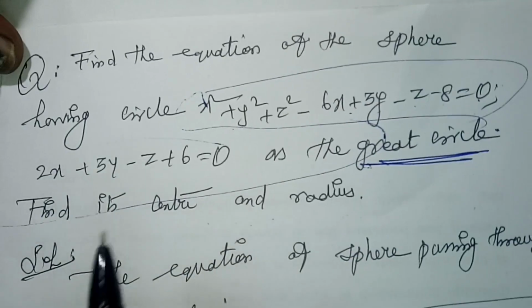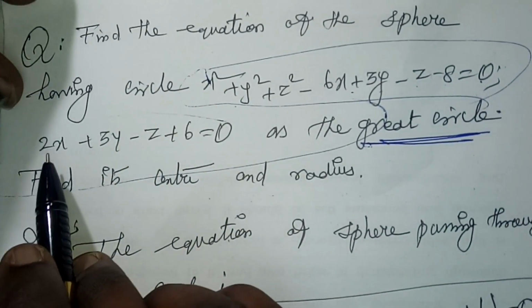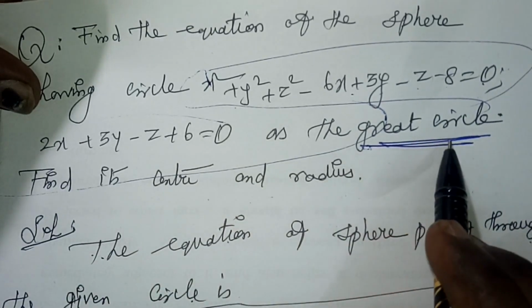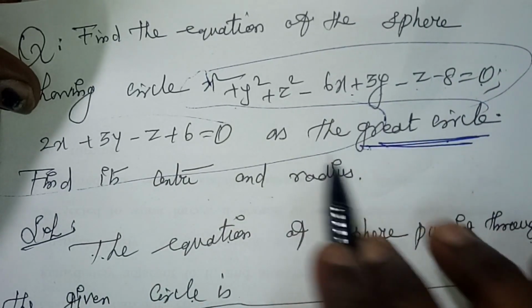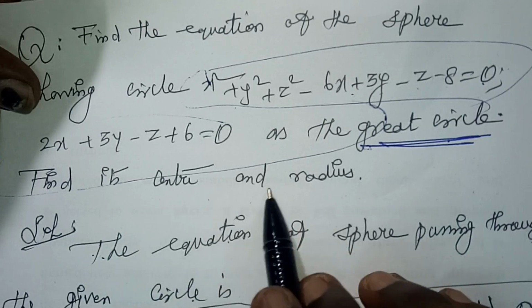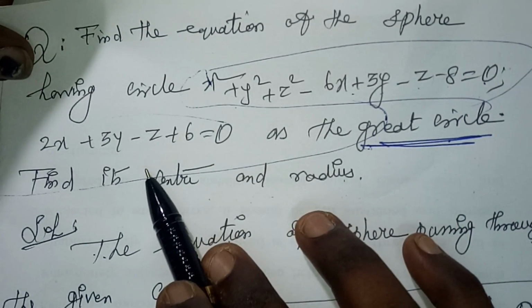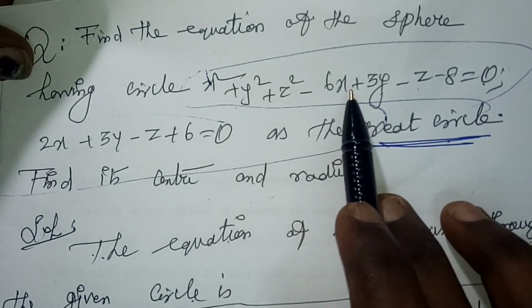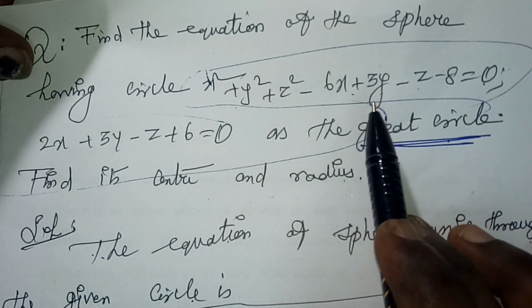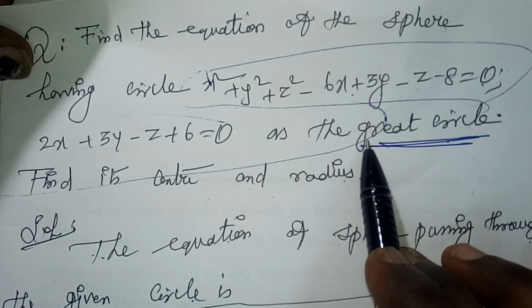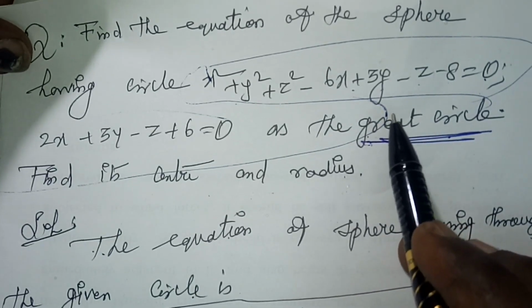This is a sphere, and this is a plane 2x plus 3y minus z plus 6 is equal to 0, as the great circle. So this word is very important, great circle. Find the center and the radius. Great circle means this plane must pass through the center of the sphere. And the radius and the center of a great circle are also the center and the radius of the sphere. So that is very important here.